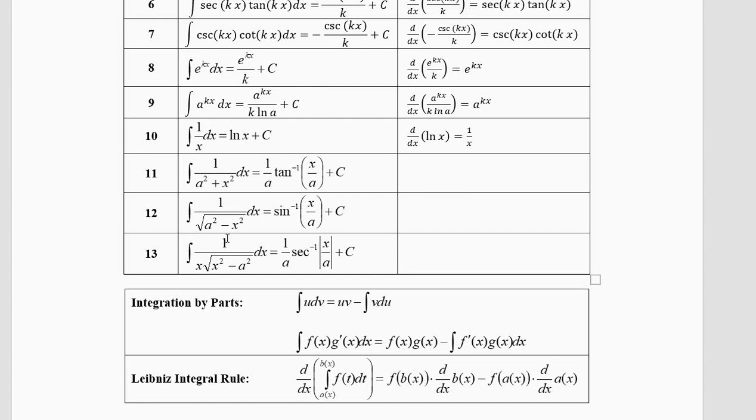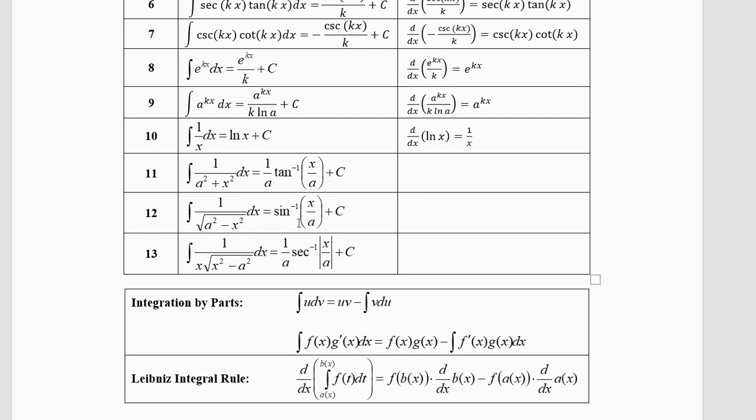Now the 13th formula is 1 over x into square root of x square minus a square. You will get 1 over a secant inverse x by a plus c. All 3 of them can be replaced by the other 3. Tan inverse will be replaced by minus cot inverse, sine inverse will be replaced by minus cos inverse, and secant inverse will be replaced by minus cosecant inverse. The c will change there.